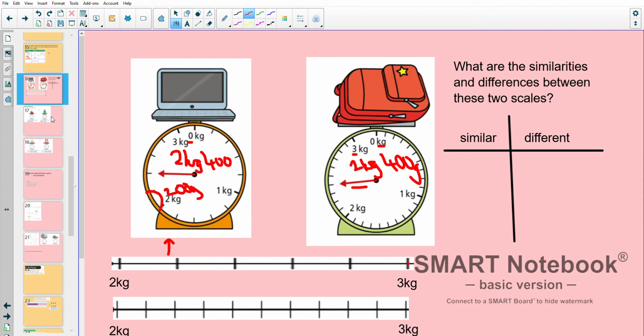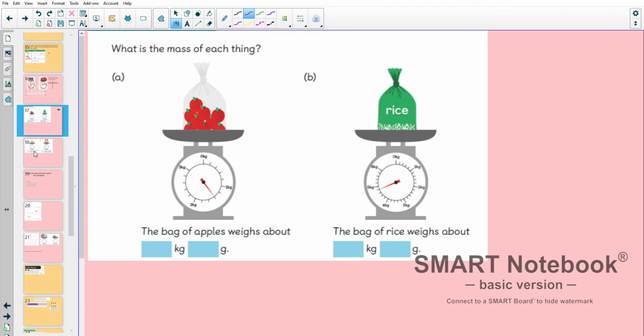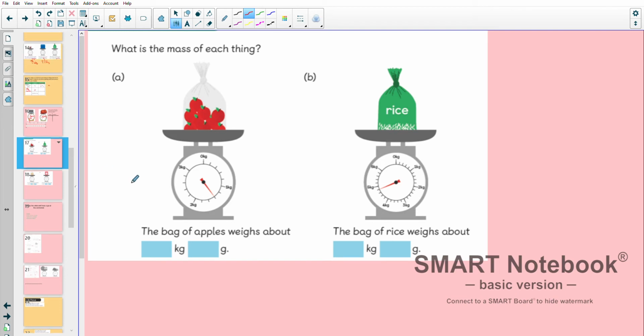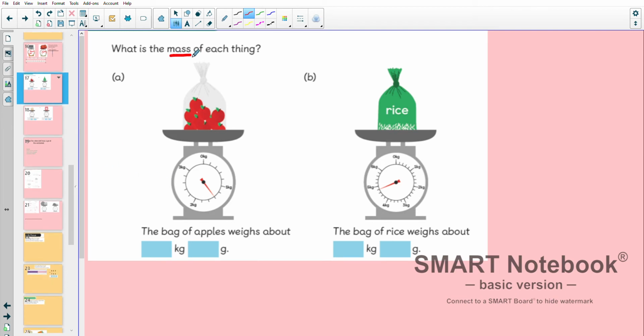So the next questions we're going to do together. I'm going to do the first 2 and I'd like you to have a go at the other 2 completely on your own. What is the mass of each thing? We know that the word mass means how heavy is something in kilograms or grams.